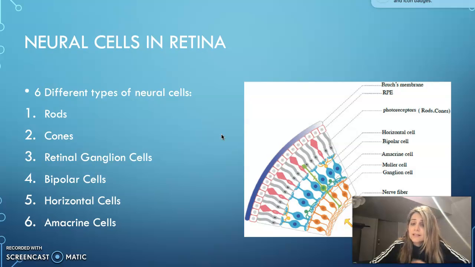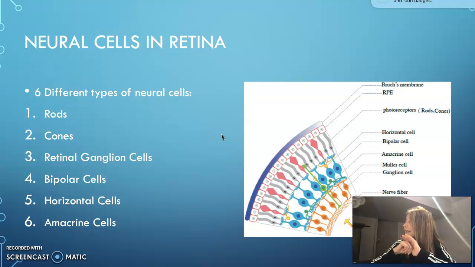Within the cones, there are three different subtypes of cones. The first one is the red cones, which make up about 60% of the full amount. The second one would be the green cones, which make up about 30%. And lastly, we have the blue cones that make up about 10%. As we mentioned, in the retina, the periphery has the rods, and then the retina dimples, and we have the fovea, and then we have the cones right there.